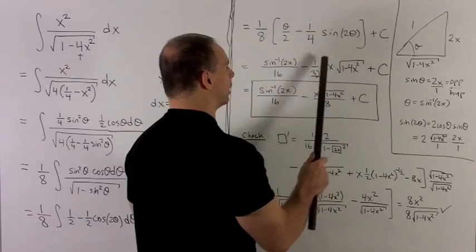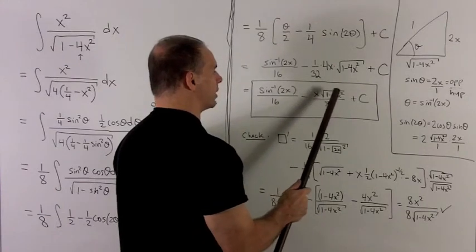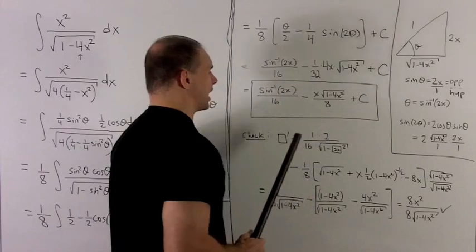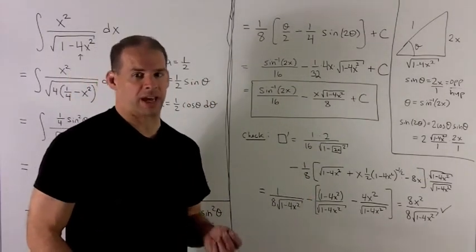So that goes in right here. We're going to crunch that with the 32 to give me x radical 1 minus 4x squared over 8. Then everything plus a constant. So that's our final answer. Of course, we check this.